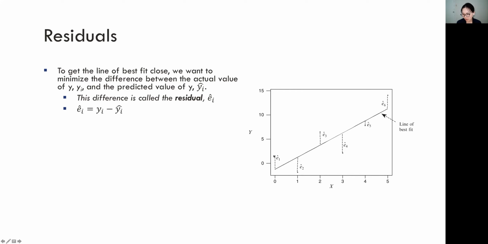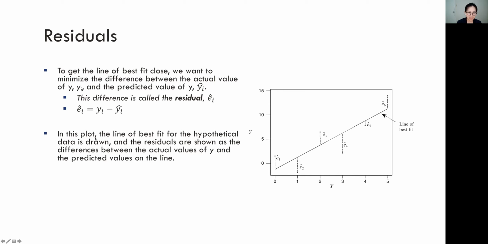Each of these dots here is one of our data points. In this plot, the line of best fit for the hypothetical data is drawn here. The residuals are shown as the difference between the actual value of y and the predicted value on the line. So this line is our fitted line. These are the predicted values, and these are our data, the actual values of y.